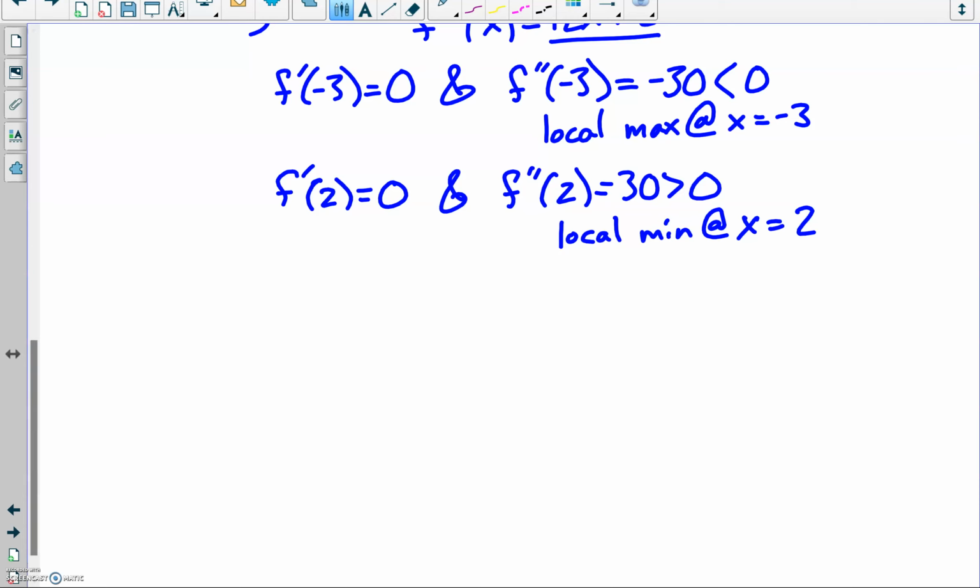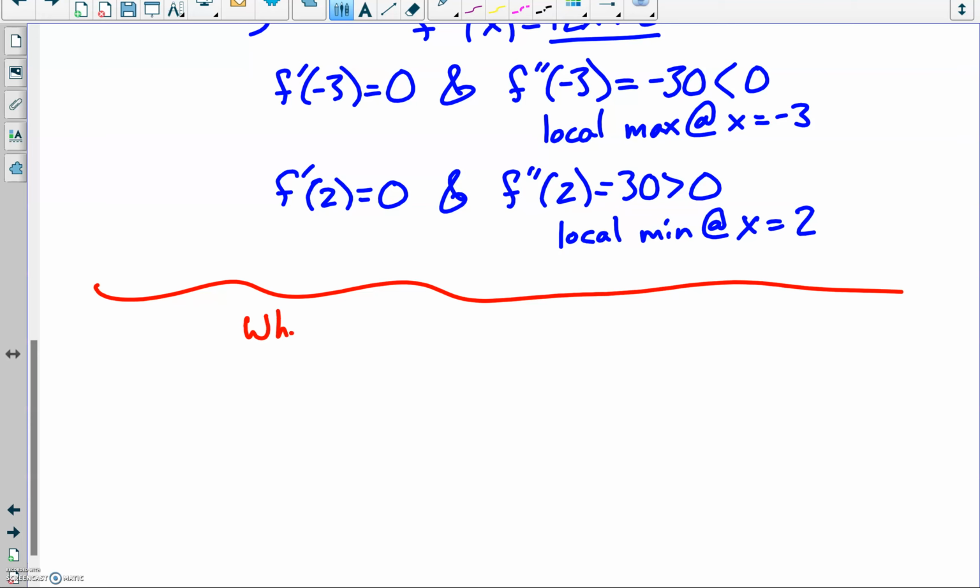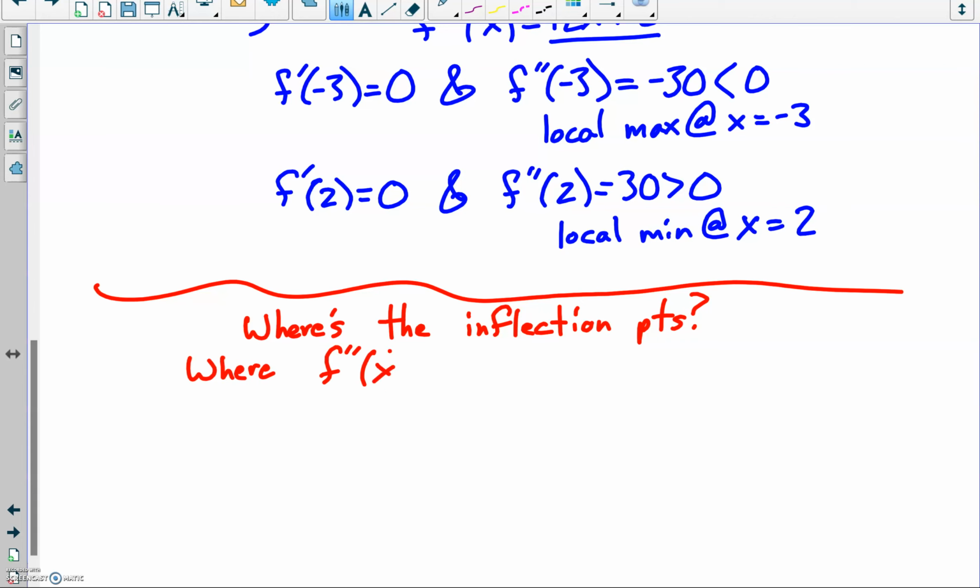All right, so the last thing we'll look at to finish off: where's the inflection point? Sometimes people will be interested in finding the inflection point or points. So where are the inflection points? How can we find those? Well, we still need to use a sign chart, and basically where f double prime of x is equal to 0 will be candidates for the inflection points.